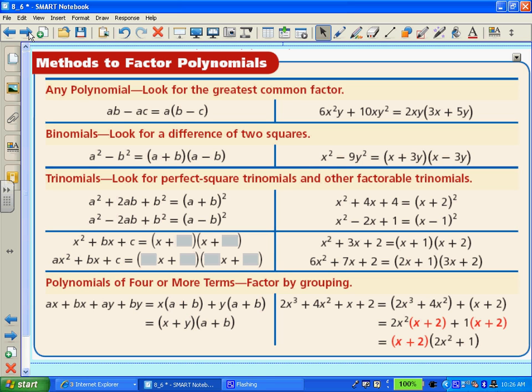If what you have left is a trinomial, then again, we're going to use our factoring methods that we learned for trinomials. And then if you come across polynomials that have 4 or more terms, remember that we can factor those using our grouping method that we learned earlier in chapter 8. So when you see 4 or more, you're automatically going to be thinking grouping.